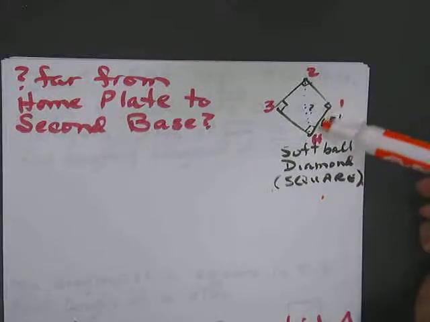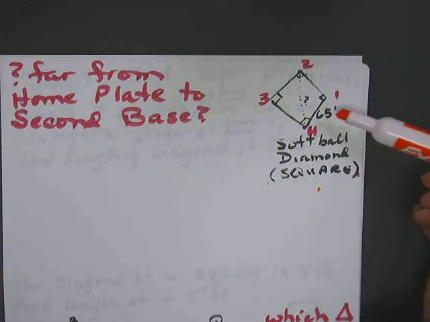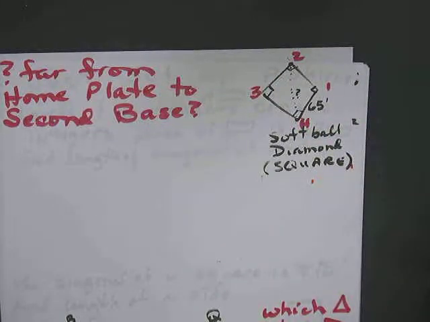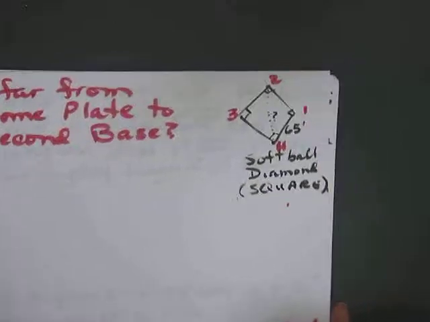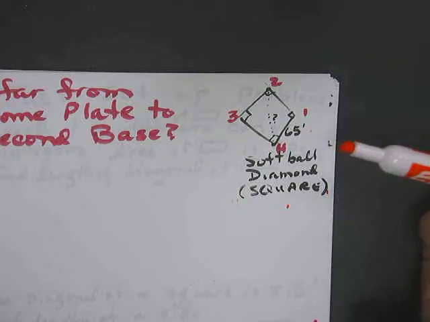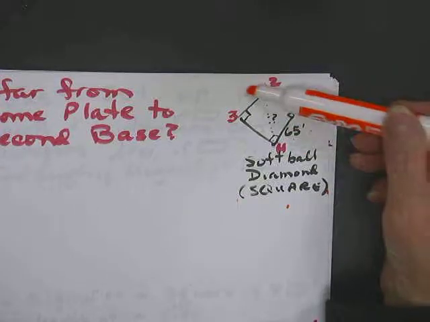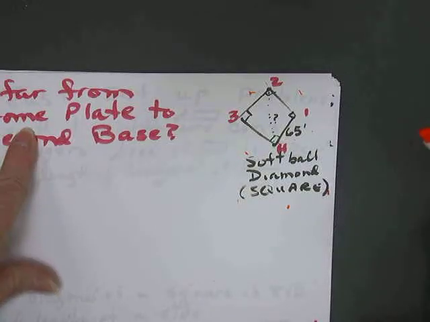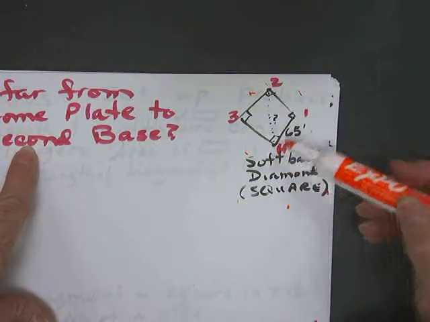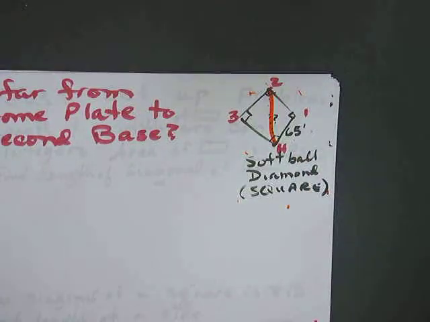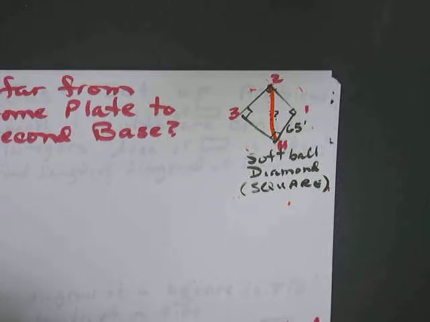Okay, here's a word problem that uses the Pythagorean theorem. Here's a softball diamond, which is actually a square. It's just a square with the plates on the tips, right? A softball diamond is 65 feet on every side. It's a square that's 65 feet everywhere. How far is it from home plate to second base? So how far is it from here to here?